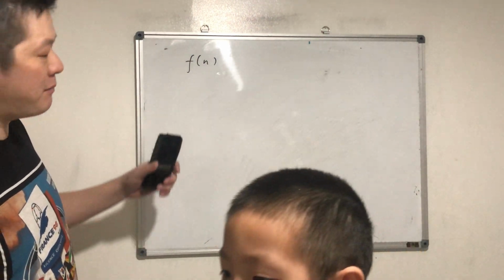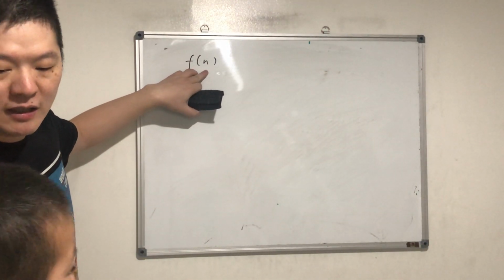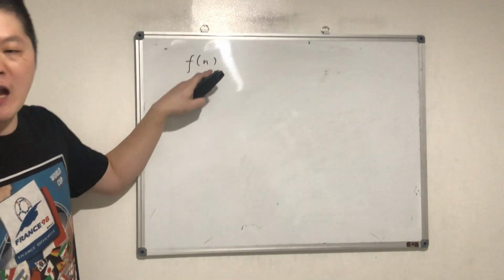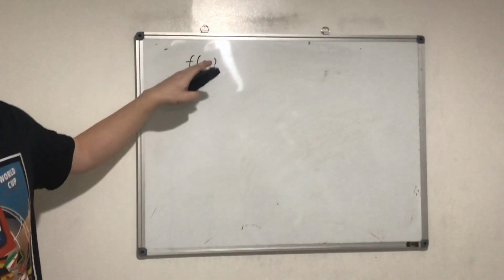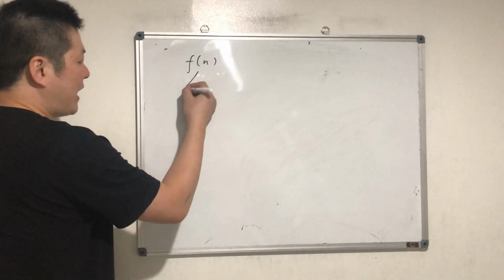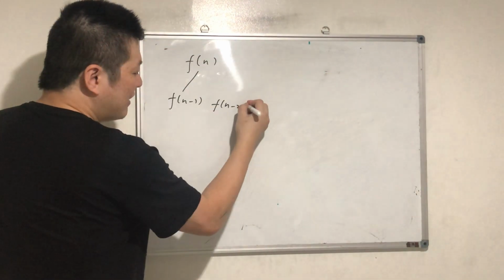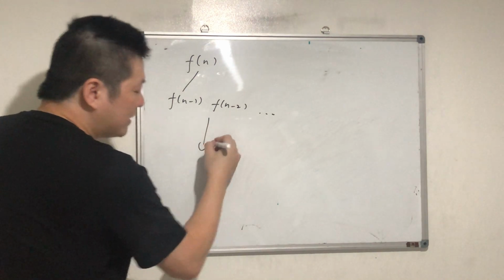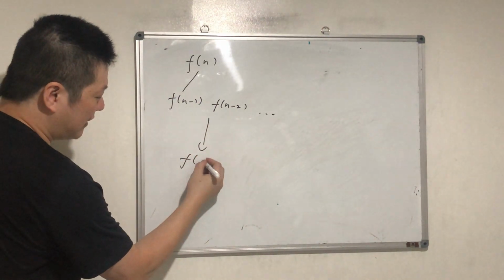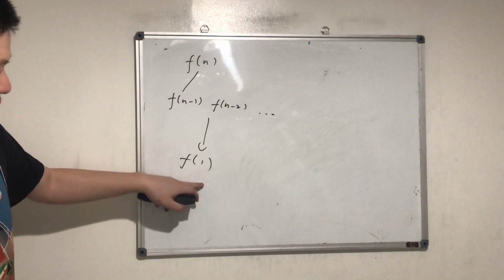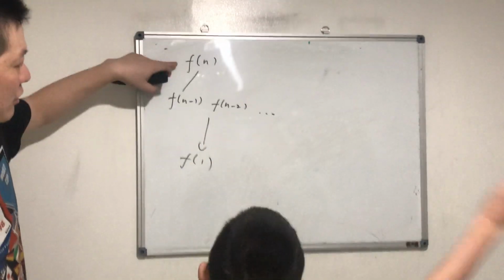Memorization. I'm saying this top down because we want to know the fn value. In order to calculate the fn value, we need to expand it to fn minus 1, fn minus 2, etc., using this direction down to f1. This is called top down.